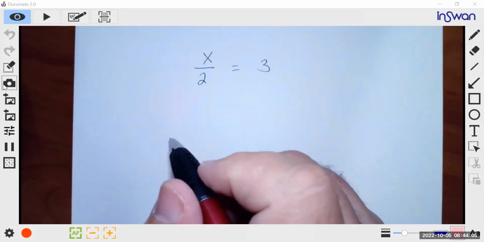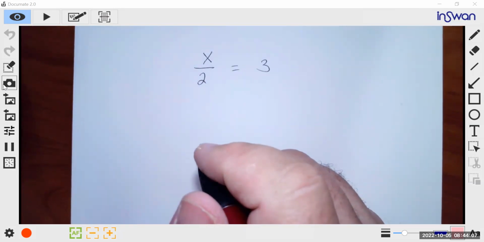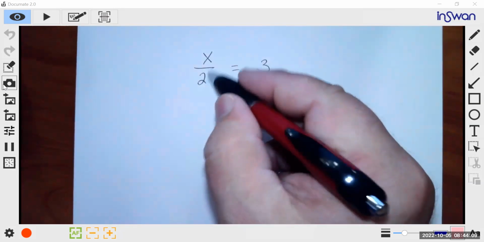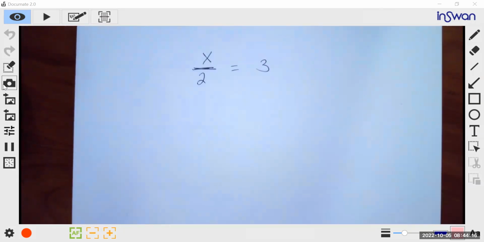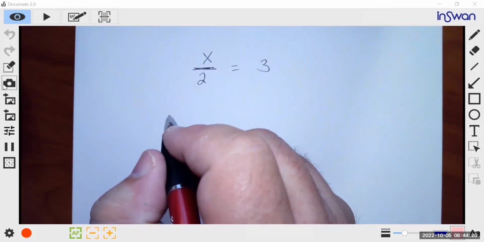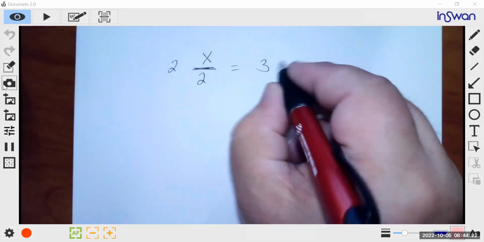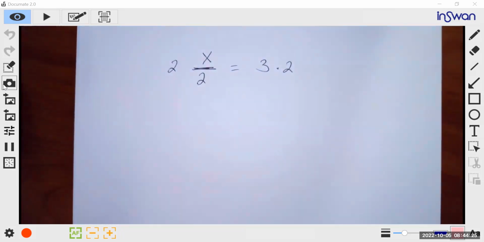How do you get rid of the 2? How are x and 2 connected? This is division. What's the opposite of division? Multiplication. So what do we multiply by? 2. Whatever you do to one side, you have to do to the other side.